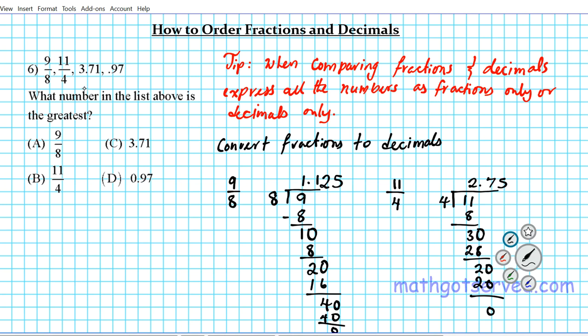So what I'm going to do now is order these numbers from least to greatest. The smallest is clearly 0.97. 0.97 is less than, now which one comes next? 9 over 8. And then followed by 2.75, and then the biggest is 3.71. So which of the numbers is the greatest? The greatest number is 3.71. Alrighty, so that's how you order a combination of decimals and fractions.